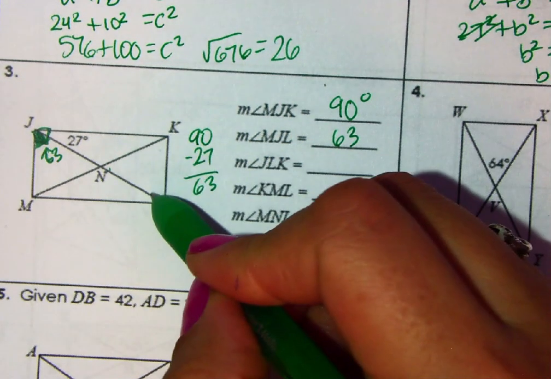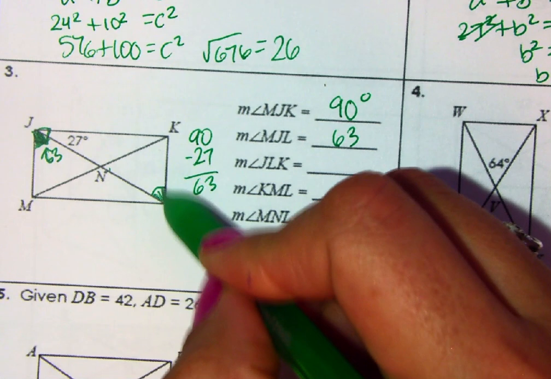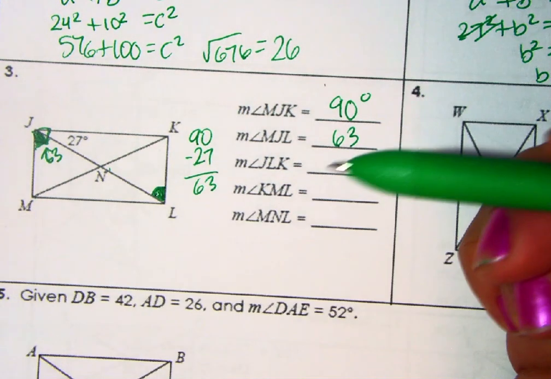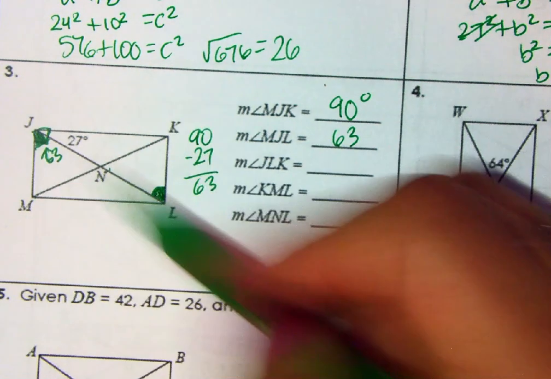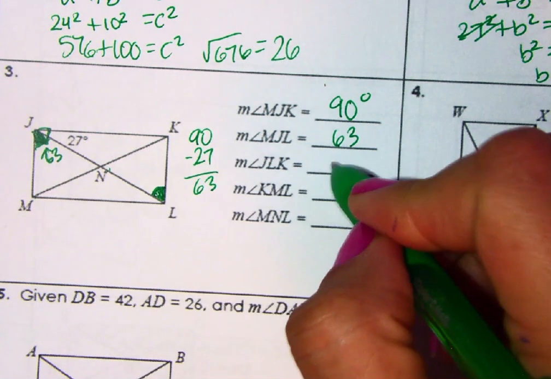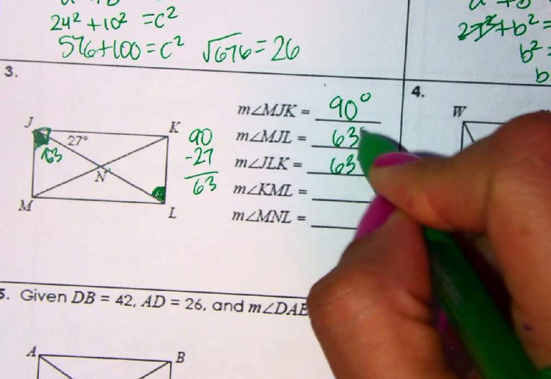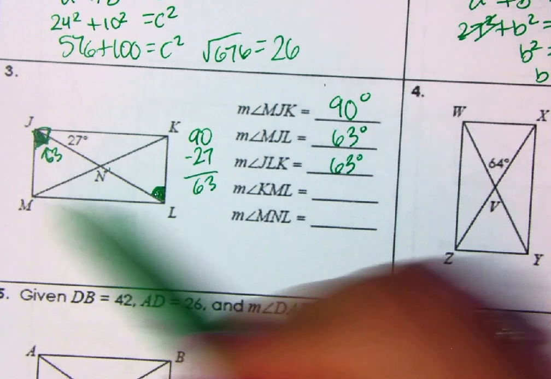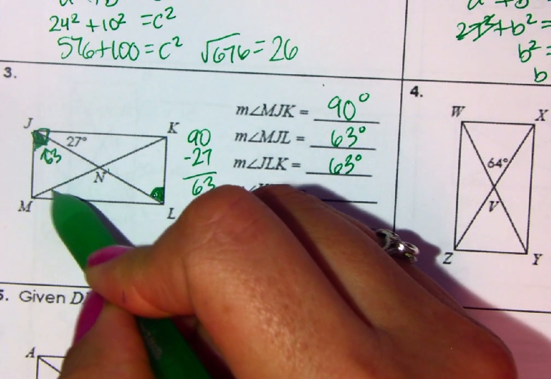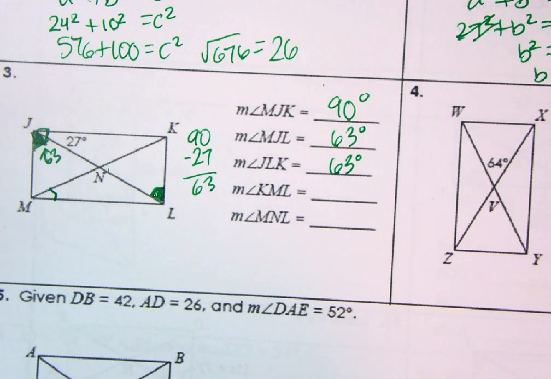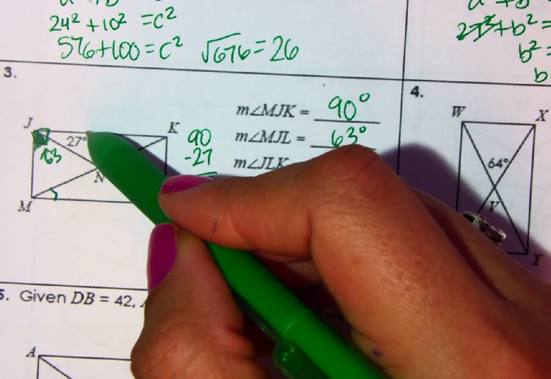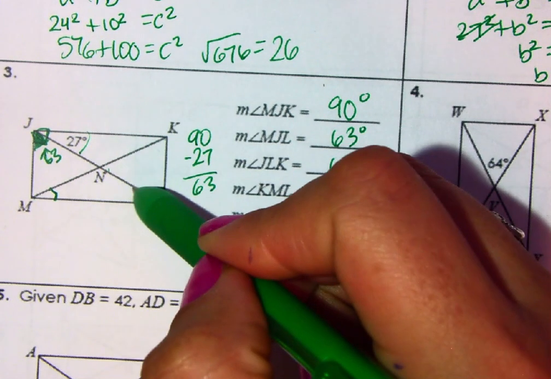JLK is this part right here. And in parallelograms, we learned that these angles are called alternate interior because of the parallel lines cut by a transversal. So alternate interior angles are equal. Then KML is this part over here. For that one, we need to remember that 27 here is going to be 27 over here.